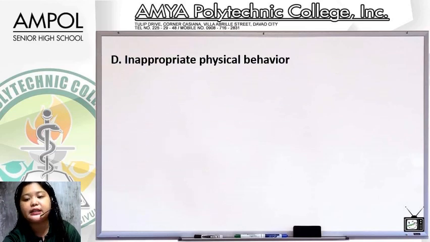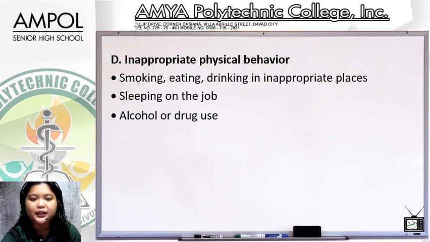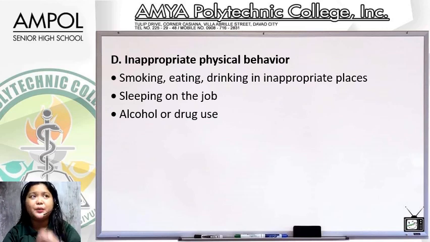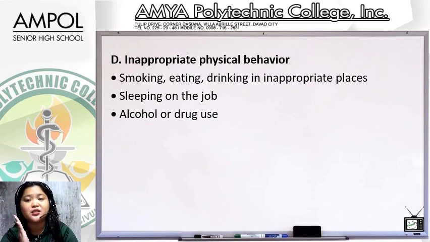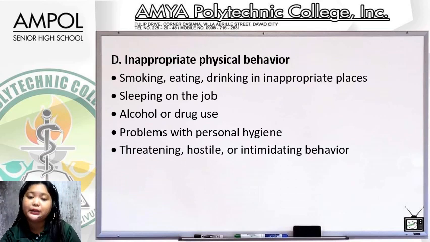And the last one, we have the inappropriate physical behavior. So under this, we have smoking, eating, drinking in inappropriate places, sleeping on the job, alcohol or drug use. In sleeping on the job, when you're at work, you should not sleep. You should avoid that one. And then we all understand that you are tired, but when you say work, you have to work. And also in alcohol, you should avoid drinking alcohol when going to work. Next is the problems with personal hygiene, threatening, hostile, or intimidating behavior. So those five are under the inappropriate physical behavior, and that ends our lesson for today.